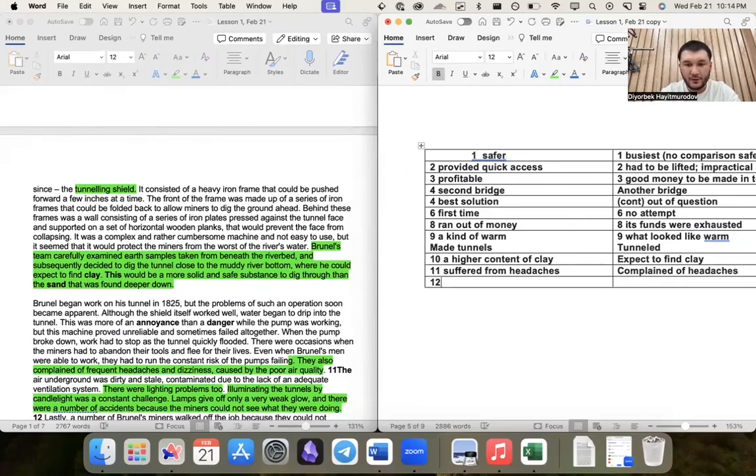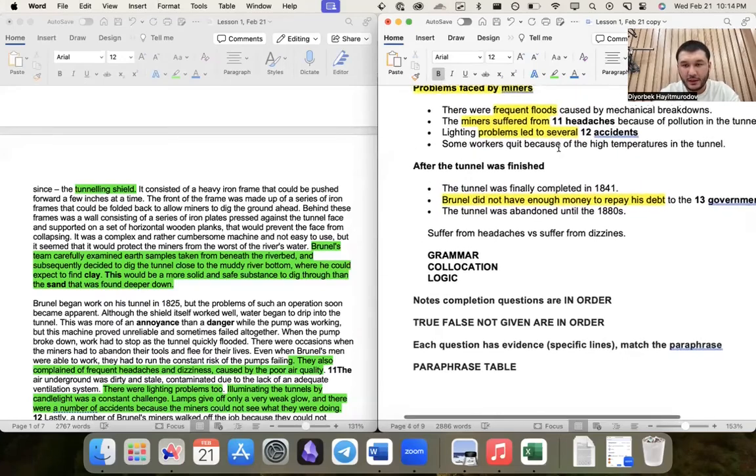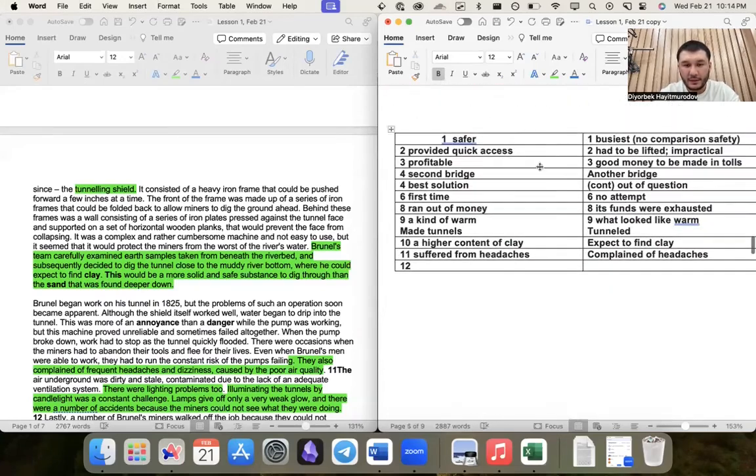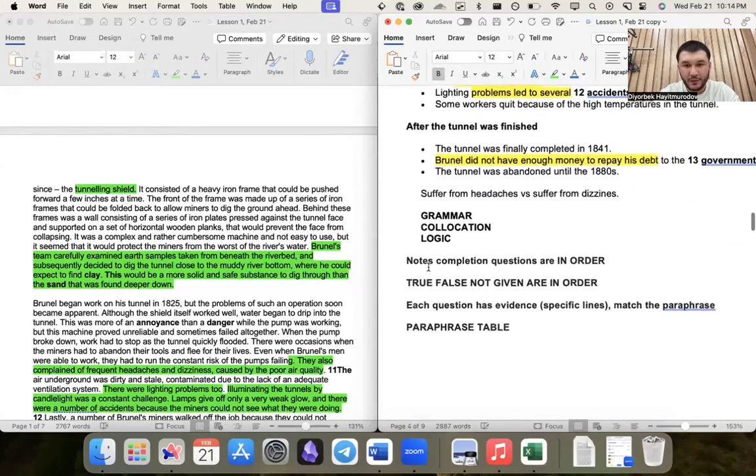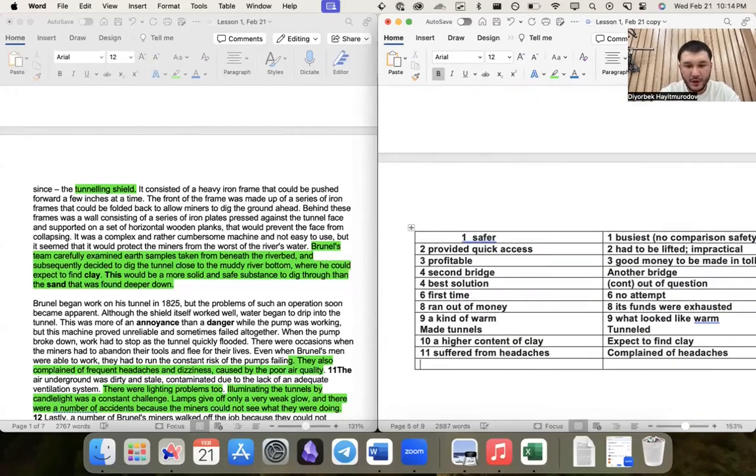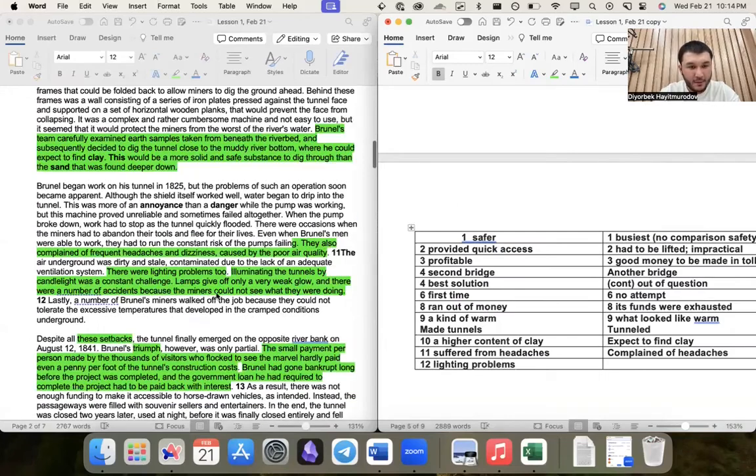Then number 12. Number 12, guys. Led to several accidents. Lighting problems, right? It was paraphrased as they could not see. And then there were accidents. There were a number of accidents. And finally, 13, money to be paid to the government. Money to the government. It's going to be a synonym for government loan.